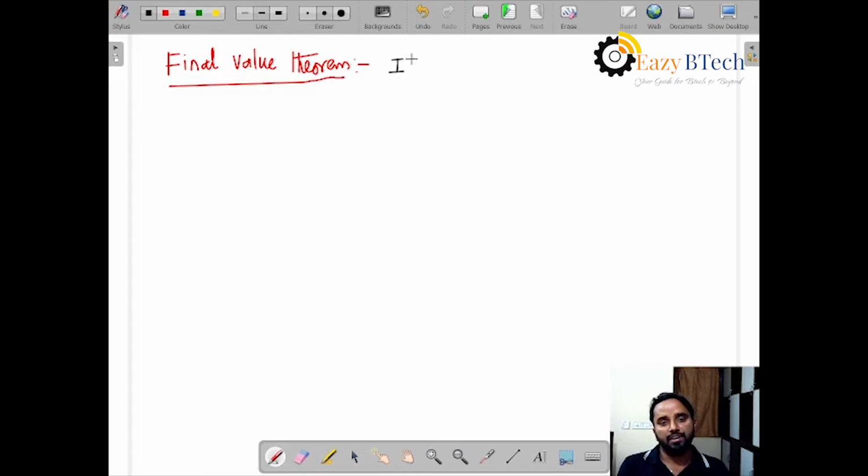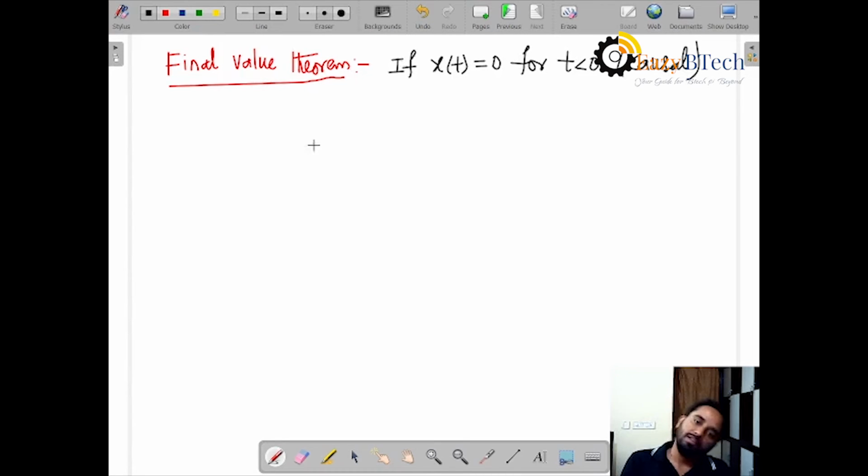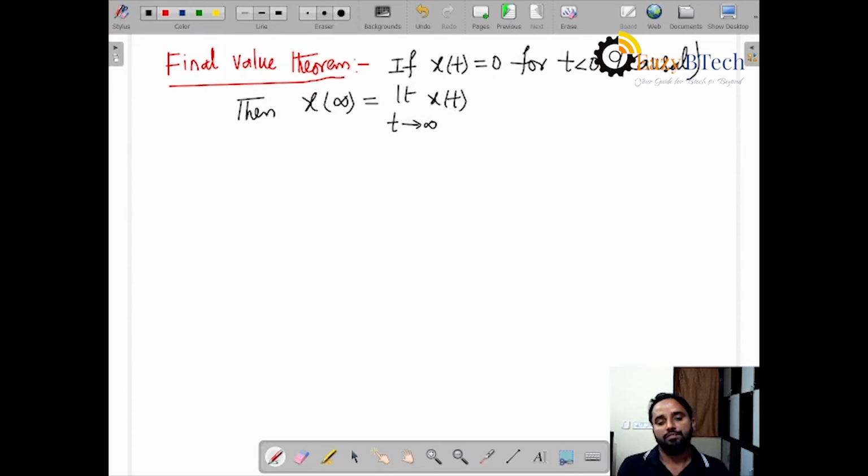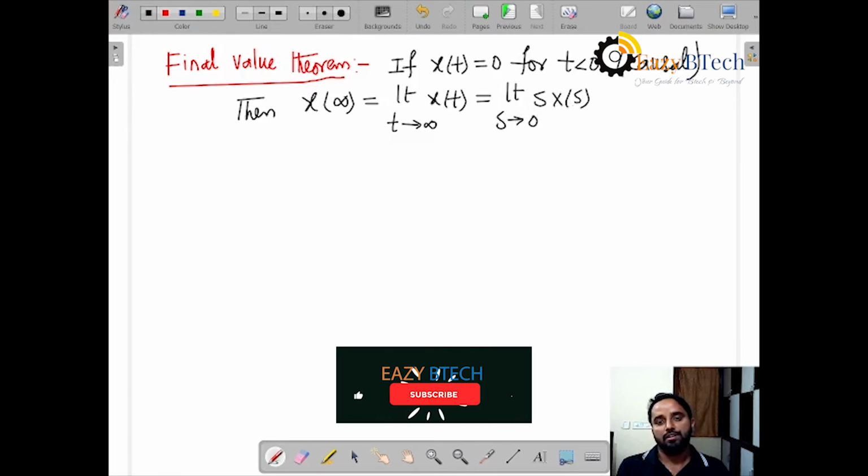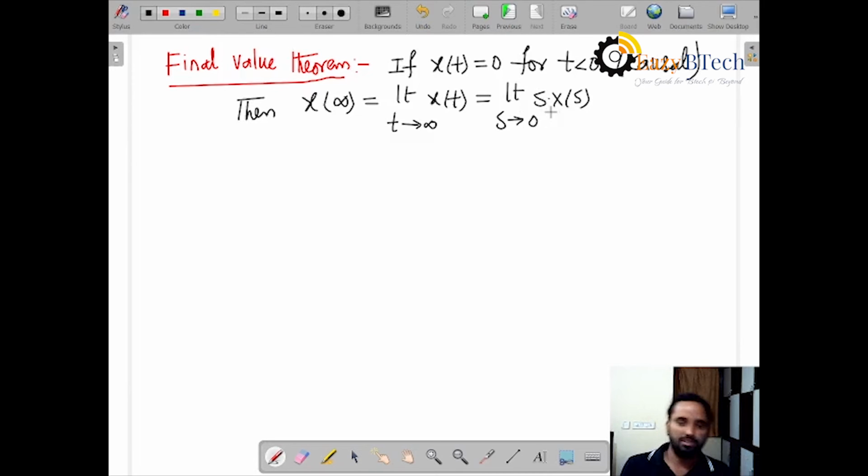definition. Same here also, x of t is 0 for t less than 0, meaning a causal signal. x of t is a right-sided or causal signal. Then the final value of the signal, meaning x of infinity, can be written as limit t tends to infinity of x of t. This can be obtained by doing limit s tends to 0 of s into X of s. So X of s means the Laplace transform of x of t, multiplied by s, then substitute s equal to 0. Then you get the final value. That is the meaning here.